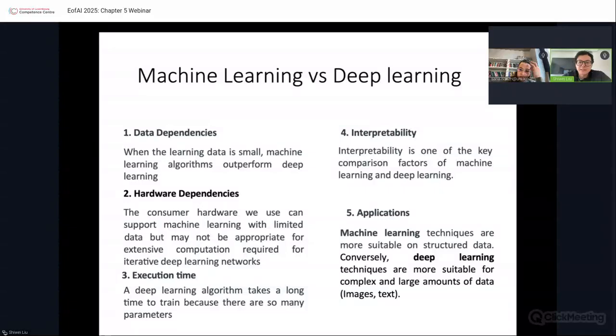Interpretability is another issue of deep learning. Deep learning is inherently difficult to understand, because the model learns the features by itself. They are not designed by human beings, so it's very difficult to interpret deep learning. In contrast, machine learning has better interpretability, so it's more reliable. As for applications, machine learning techniques are more suitable on structured data, like tabular data or sequence data. On the other hand, deep learning is more suitable for large scale data sets, like internet corpus, images, and so on.